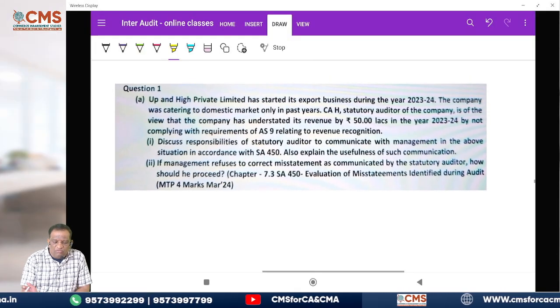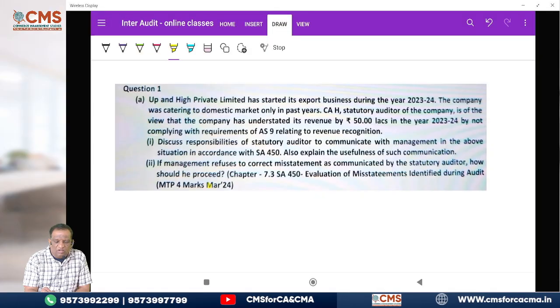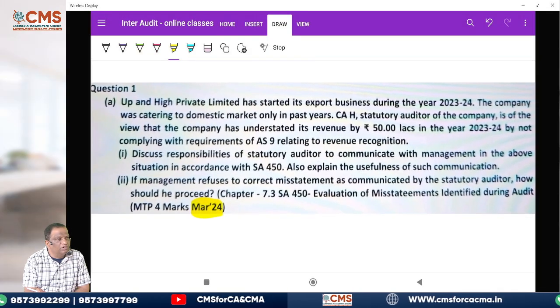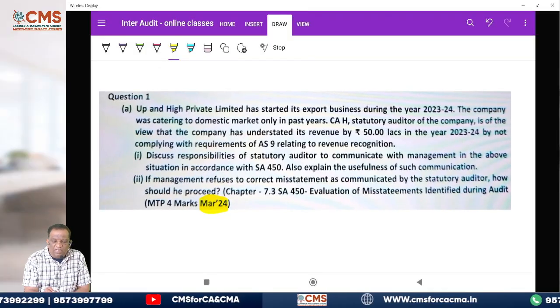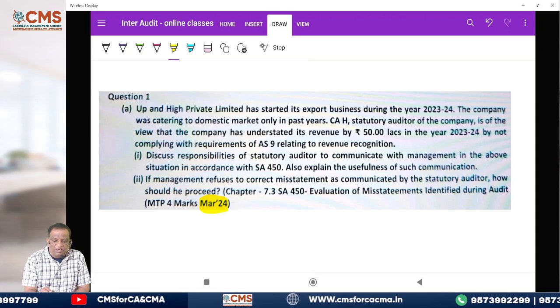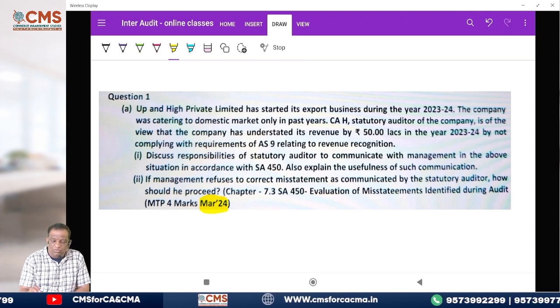Now, to make you familiar, look at the question of May 2024 so that you can understand how the question can come. This Up and High Private Limited has started its export business during 23-24. The company was catering to the domestic market only in the past few years.